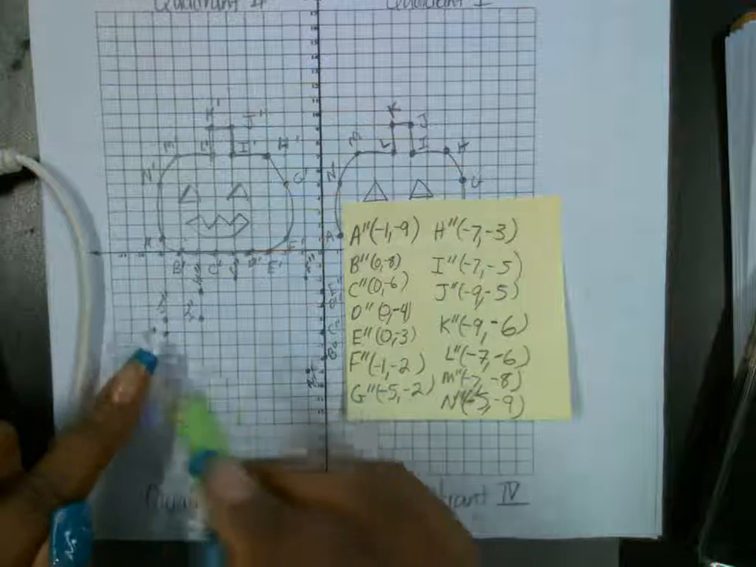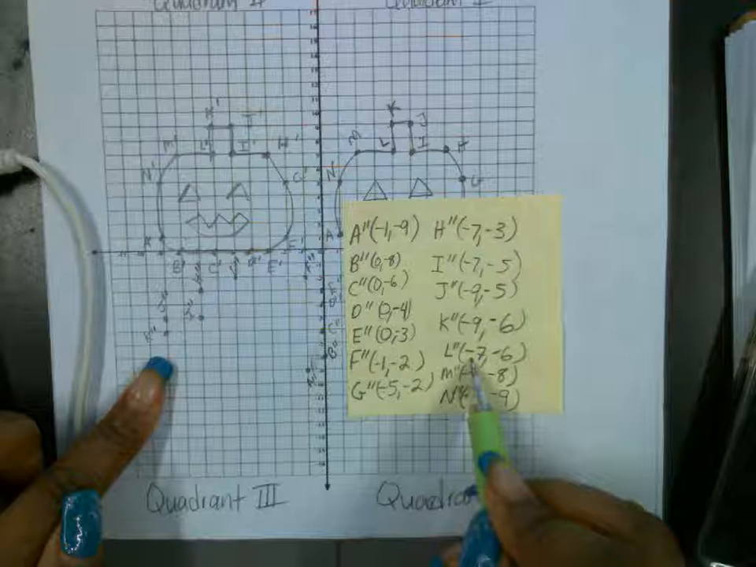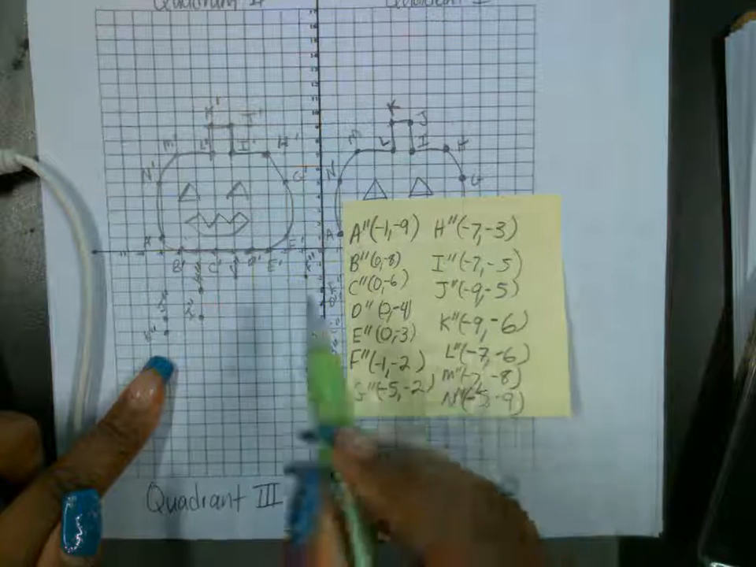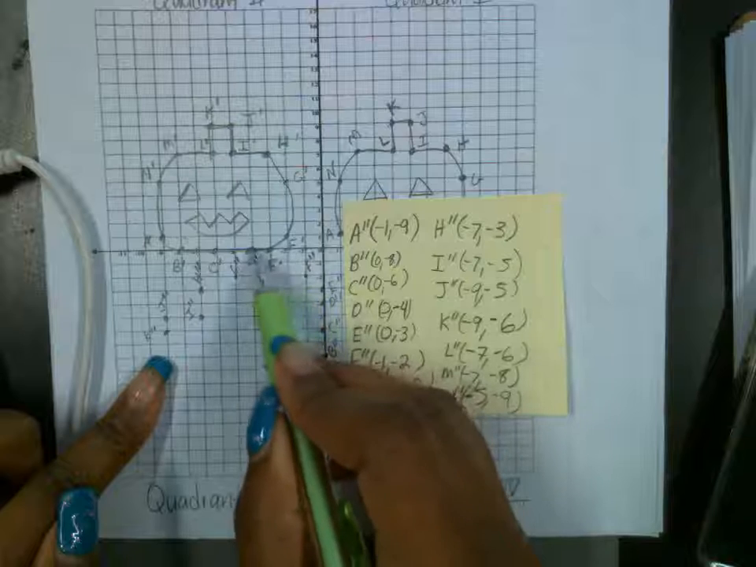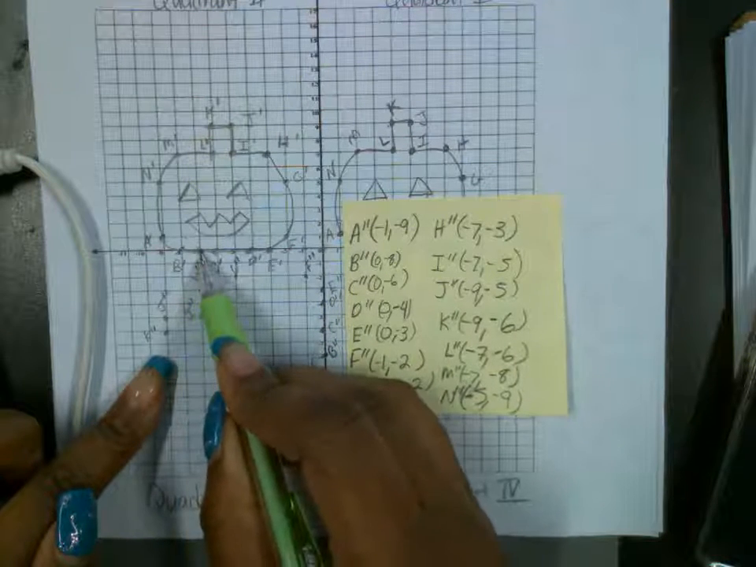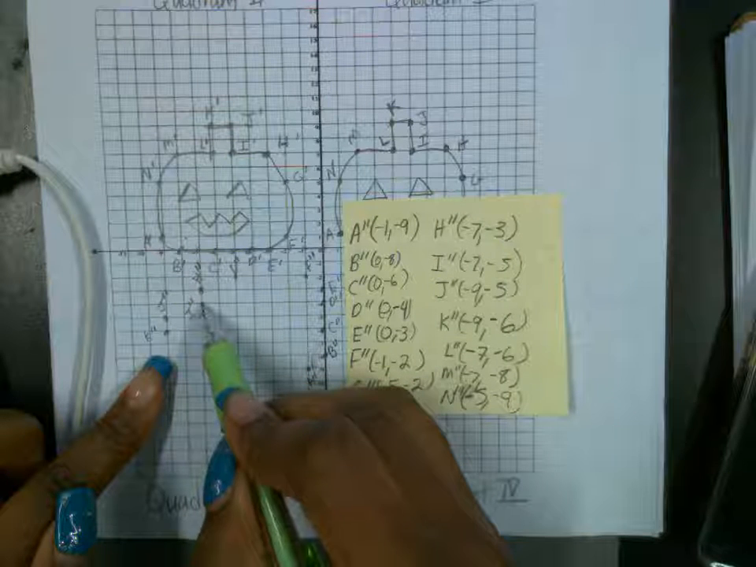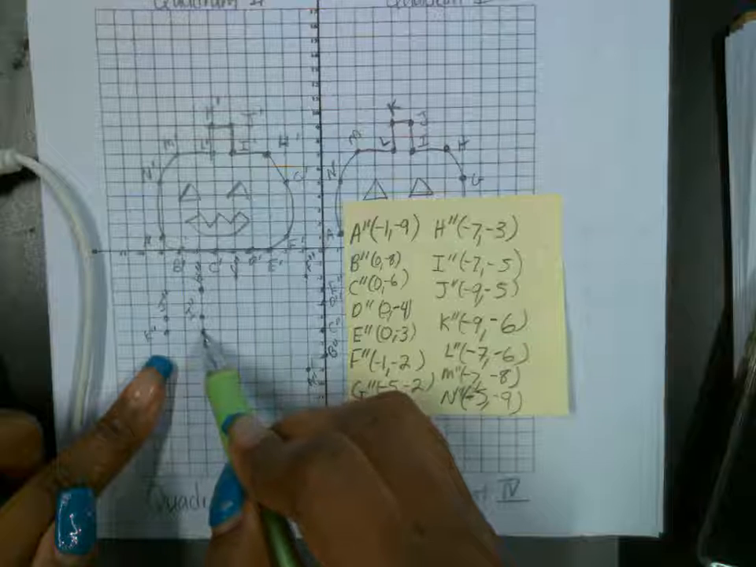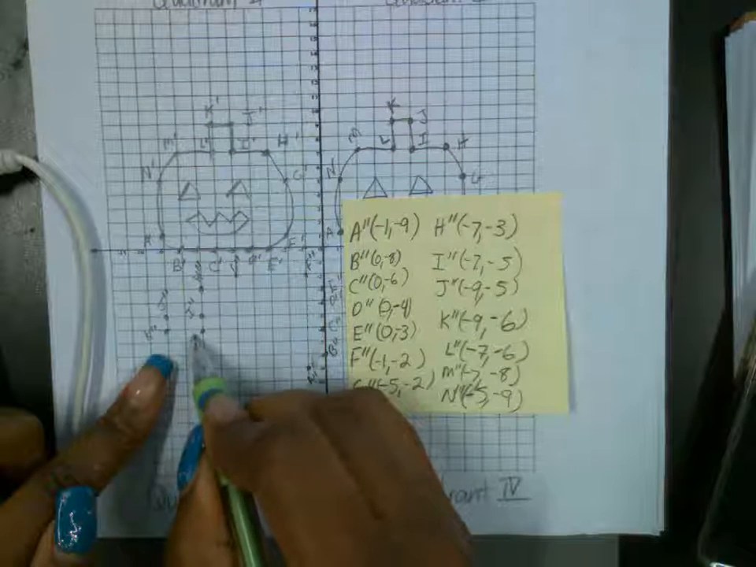2 tick marks. This is the second time K has moved. L prime prime, -7, -6. So go over to -7 to the left. 1, 2, 3, 4, 5, 6, 7. And -6 is down 6. 1, 2, 3, 4, 5, 6. And this is L prime prime.